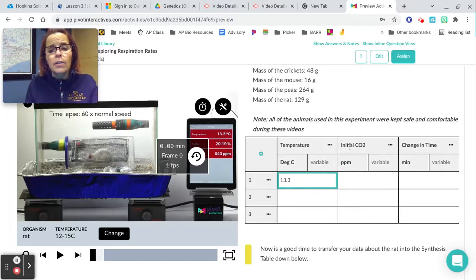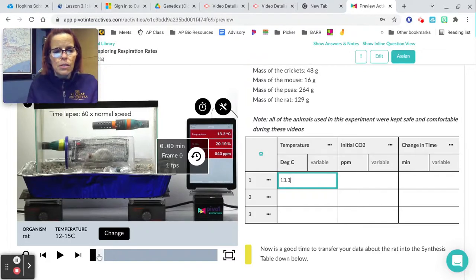And then you need to do your initial carbon dioxide, the change in time. So once you get all the way to the end, and it's totally okay to fast forward, nothing exciting is happening during the video. So just fast forward to the end and tell me what the change in time was.